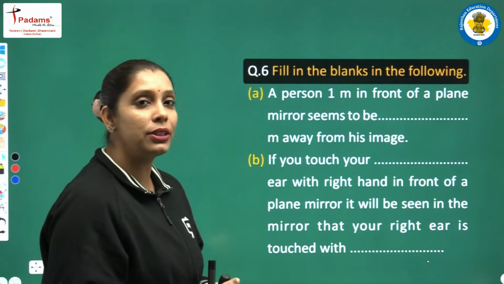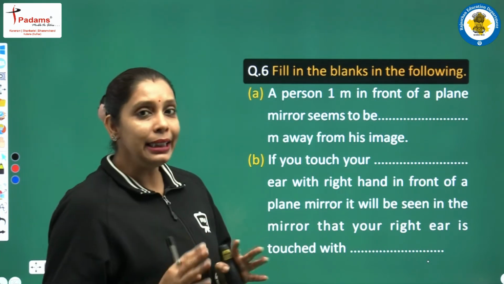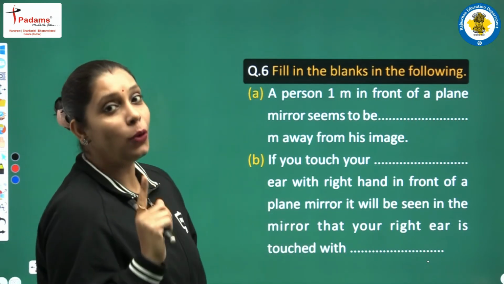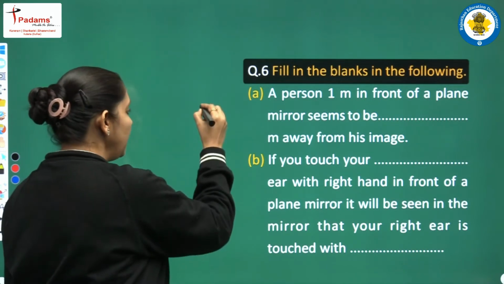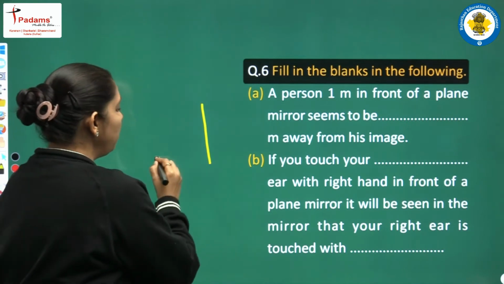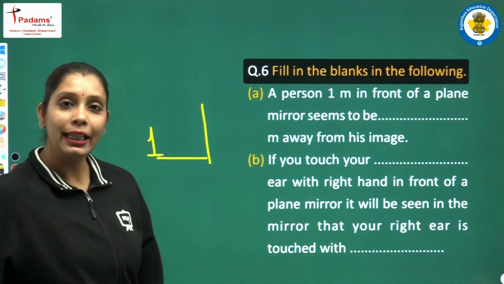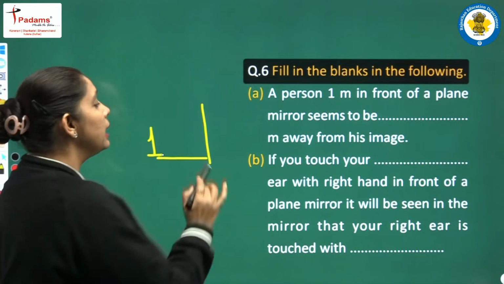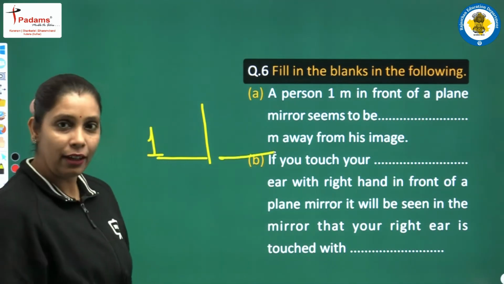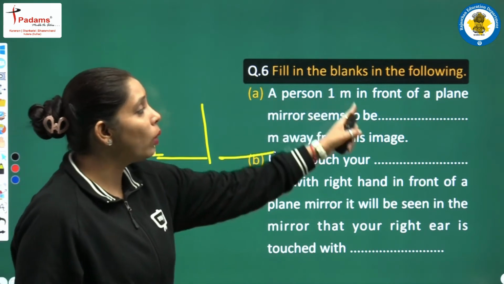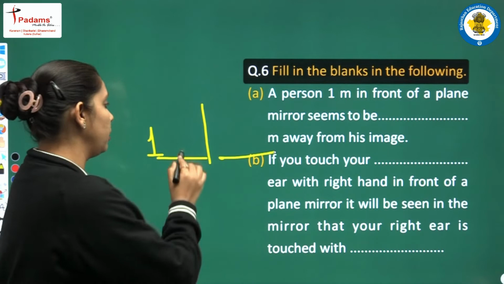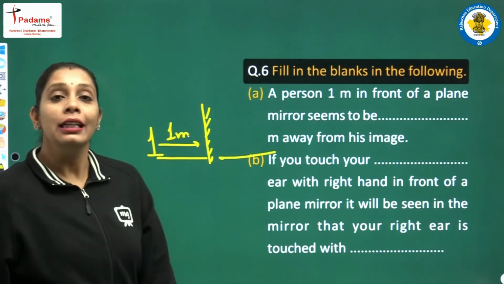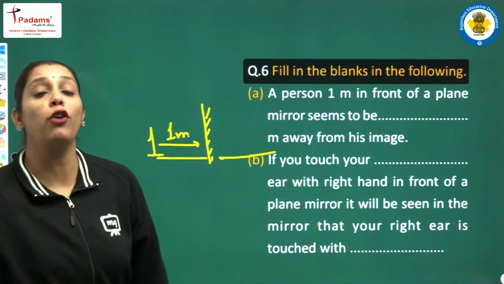A person 1 meter in front of a plane mirror seems to be dash meter away from his image. देखो क्लास 8 में हमने कहा था ये आपका मिरर, ठीक है, और ये मिरर के सामने आप यहाँ पर. क्लियर एवरीबॉडी? हम ये कहते हैं कि जो प्लेन मिरर होता है उसका इमेज वर्चुअल होता है, ठीक है. दैट मीन्स कि इमेज विल बी फॉर्म हियर. क्लियर एवरीबॉडी? अब क्वेश्चन क्या पूछ रहा है? अ पर्सन इज 1 मीटर इन फ्रंट ऑफ अ प्लेन मिरर. सो दिस डिस्टेंस, दिस इज योर प्लेन मिरर, इट इज 1 मीटर. क्लियर? seems to be dash meter away from his image.